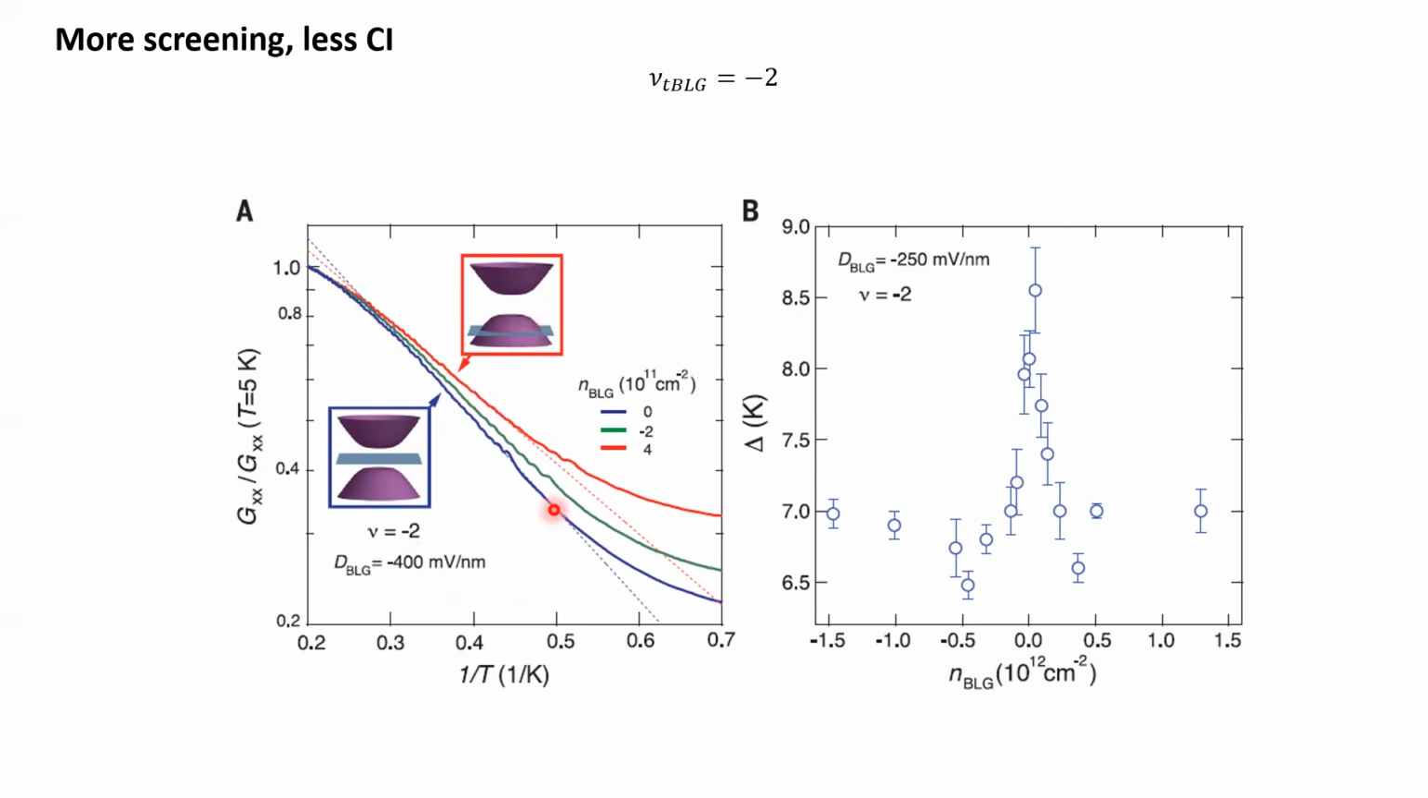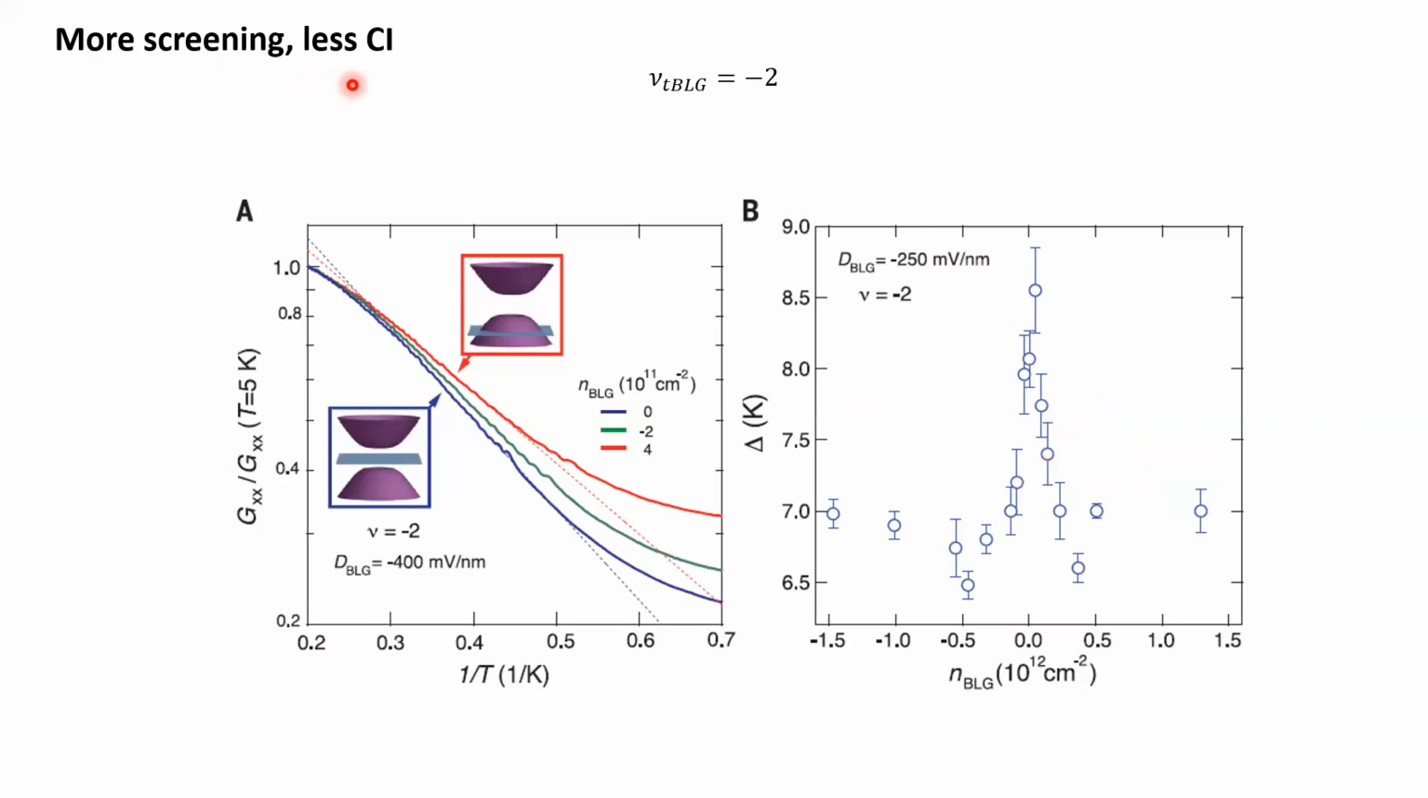From these plots, the amount of the gap is extracted and is plotted here as a function of the amount of carriers in the bilayer graphene. We can see if we have 0 carriers, if we are in the insulating state, we get some gap. As we add more carriers, the gap decreases. More carriers means we are getting into the conducting state of the bilayer graphene, means we are increasing the screening. Very clearly, you can see as we add screening, the gap decreases. So more screening, less correlated insulators inside.